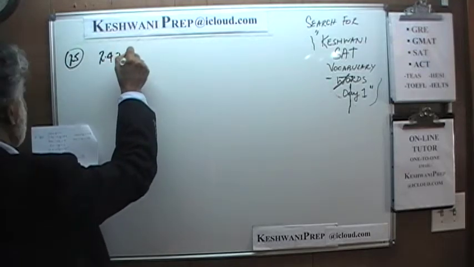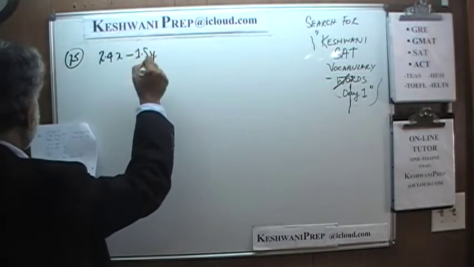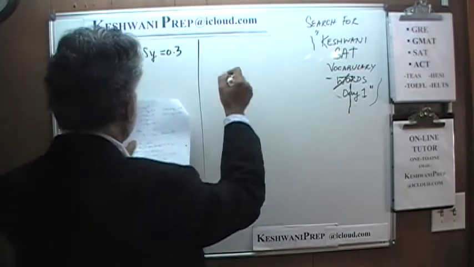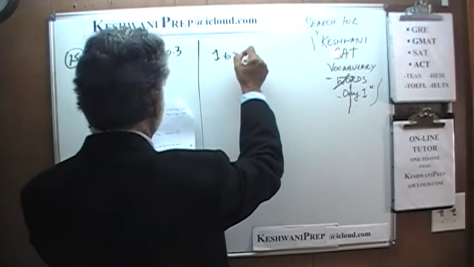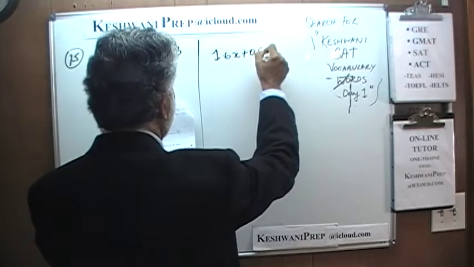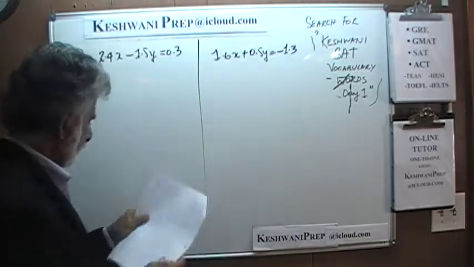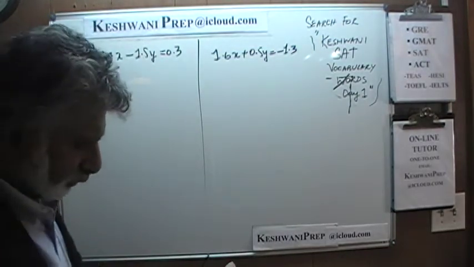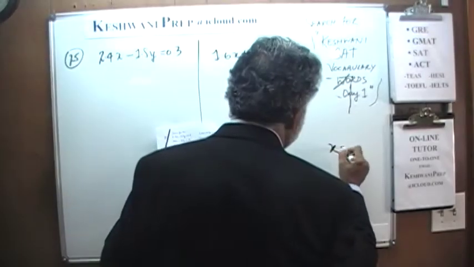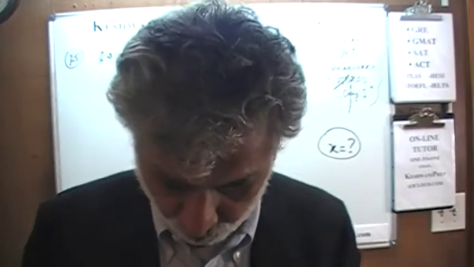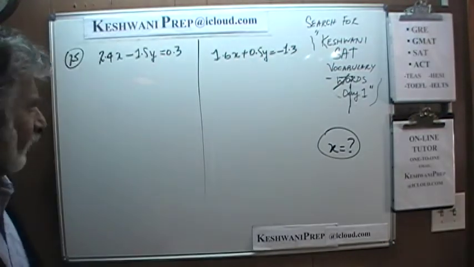2.4x minus 1.5y, we are told, equals 0.3. The second equation we have is 1.6x, we are told, plus 0.5y equals -1.3. Let's work on them. And the question is, what's the value of x? They just want us to solve this thing for the value of x. That's all it is. Let's see what we can do, shall we?